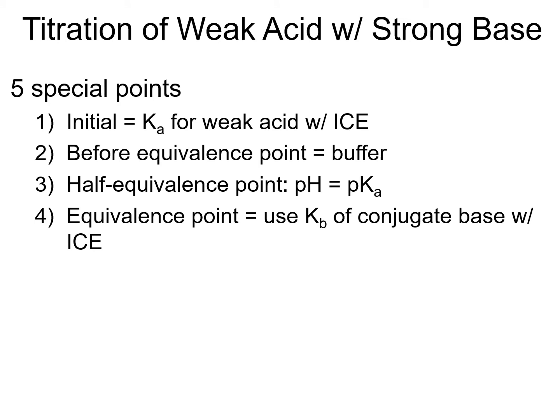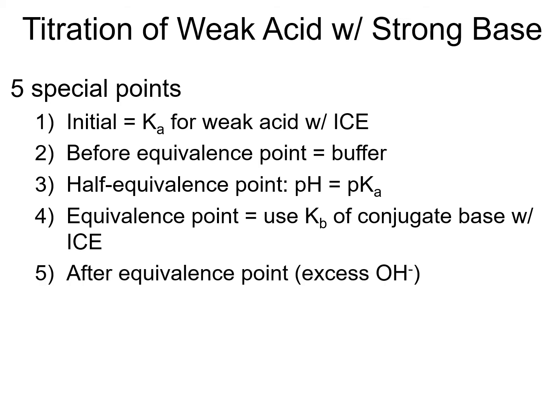When you get to the equivalence point, this means that all of your weak acid is completely gone, but as a result, you are going to have its conjugate base present. So at your equivalence point, you'll then need to start using the Kb of the conjugate base with an ice table. And then after your equivalence point, all of my weak acid is essentially gone, I will have more strong base, meaning I can easily calculate the pH based off of my hydroxide concentration.